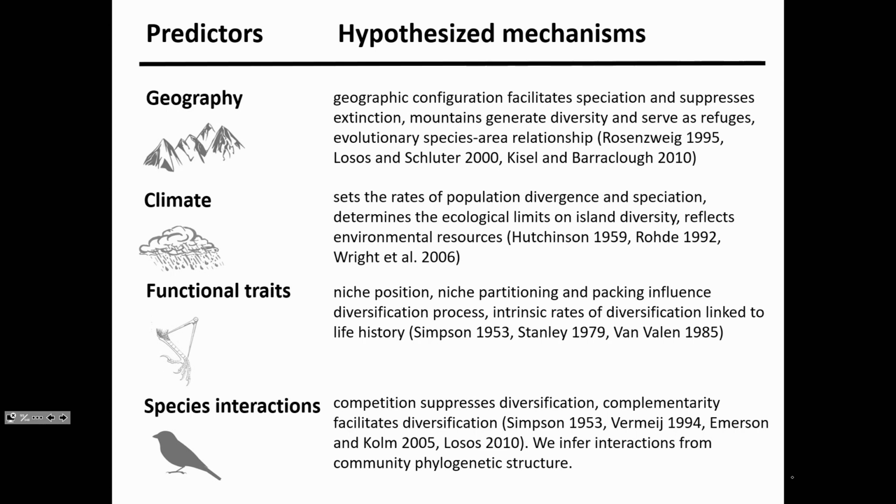For example, we can predict that the geographic configuration of the islands might facilitate speciation and suppress extinction. The mountains on the island can generate diversity and serve as refuge from extinction. We can also predict that climate, especially temperature, sets the rates of population divergence and speciation and determines the ecological limits on island diversity. Niche position, partitioning, and packing can further influence the diversification process. And finally, competition has been hypothesized to suppress diversification, right? So the more species on the island, the more they compete for resources, and this suppresses the accumulation of species.